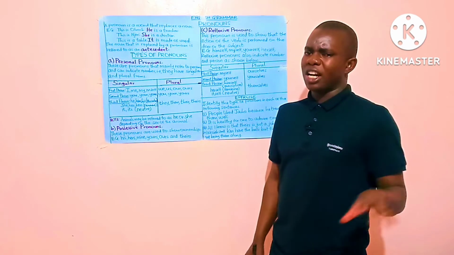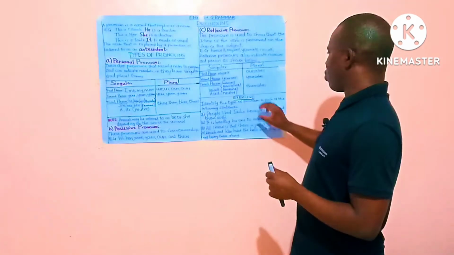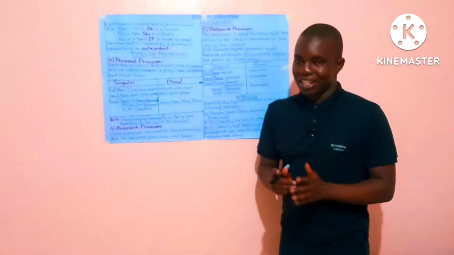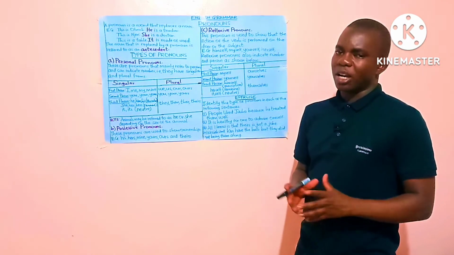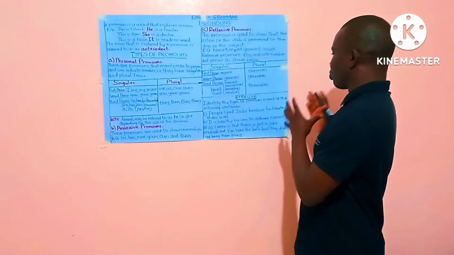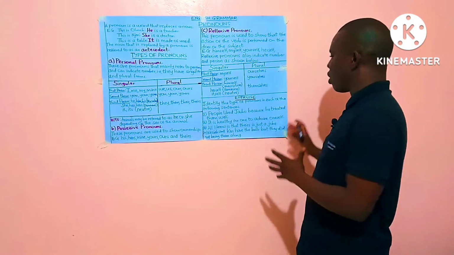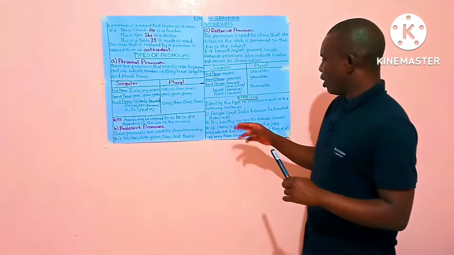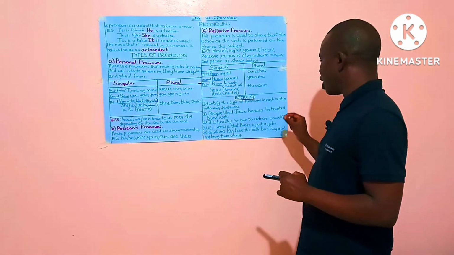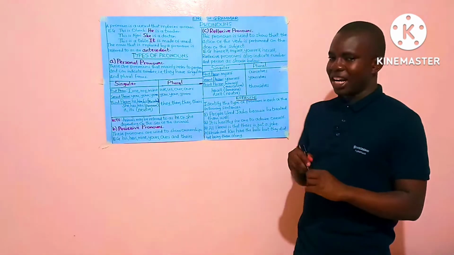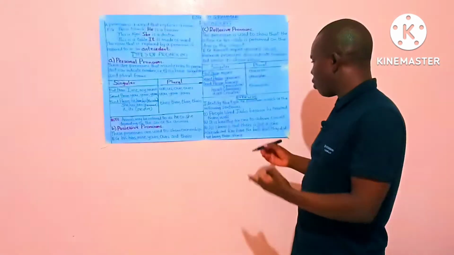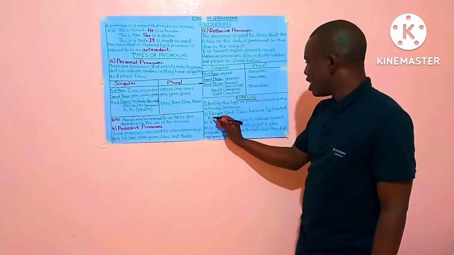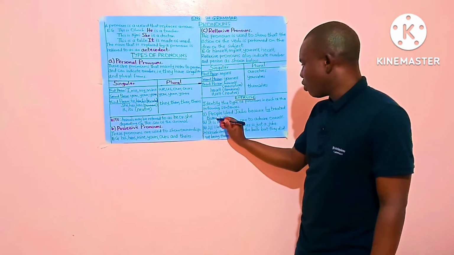Before we come to the end of this discussion, let us quickly go through this short exercise. The instruction given is that we are expected to identify the type of pronouns in each of the following sentences. Sentence 1 reads: people liked Joshua because he treated them well. So the pronouns we have there are he and them.